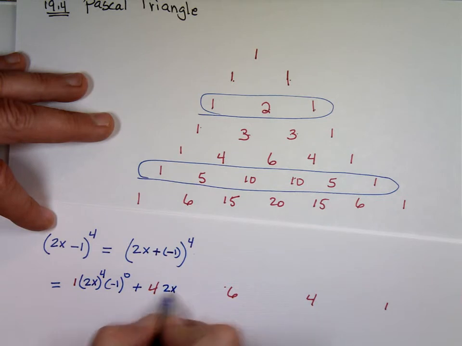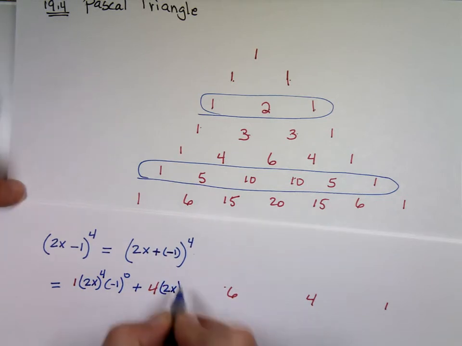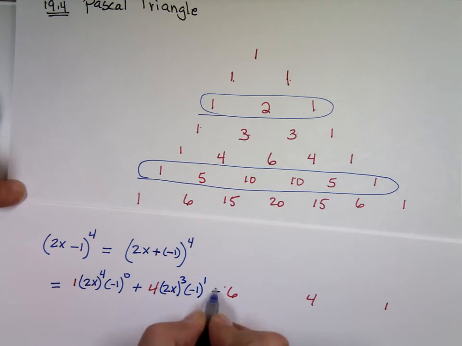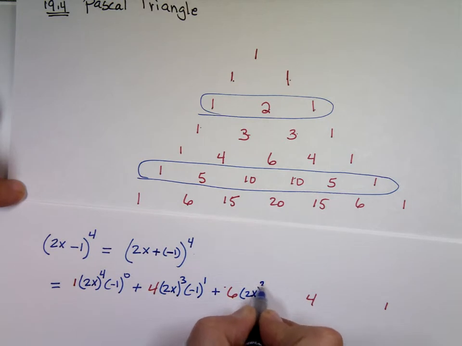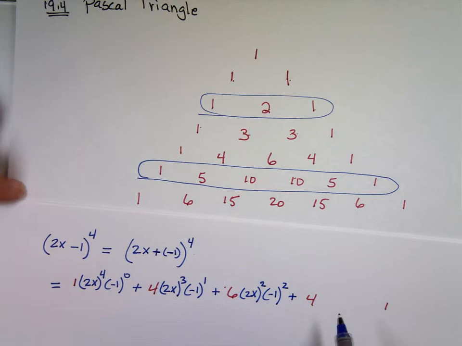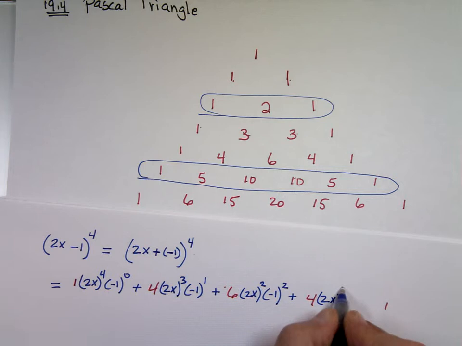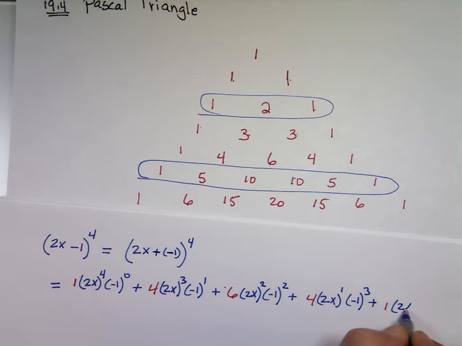2x to what power? 3. Negative 1 to what power? 1. 2x to the power of 2. Negative 1 to the power 2. 2x to the power of 1. Negative 1 to the power 3. 2x to the power of 0. Negative 1 to the power of 4.